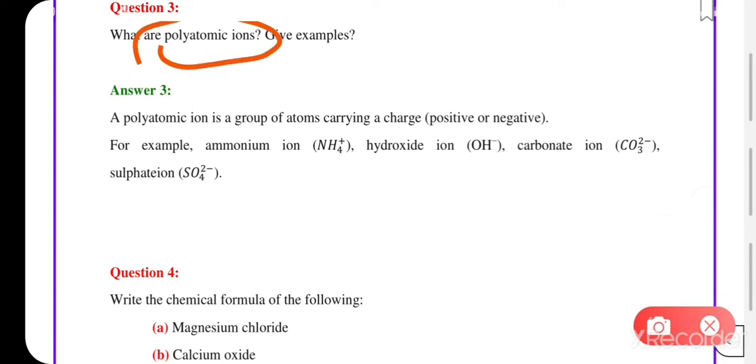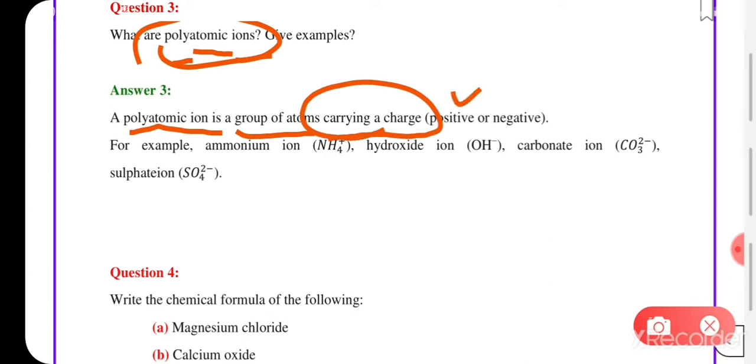What are polyatomic ions? Polyatomic ions are those that contain many atoms. Poly means many atoms, and that too in the ionic form. So how will you write the definition for it? A polyatomic ion is a group of atoms carrying charges. These charges can be positive or negative. Some examples you also need to remember, like the ammonium ion, which has NH4 plus charge.